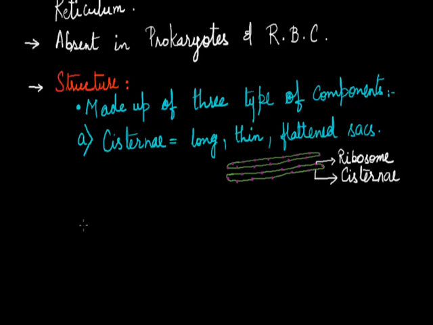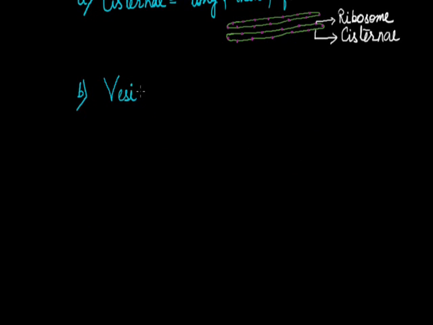The second type of component is known as the vesicles. Vesicles are the oval or the round structures, and just like the cisternae, the vesicles are also studded with the ribosomes, that is, on the surface of vesicles also ribosomes are present.